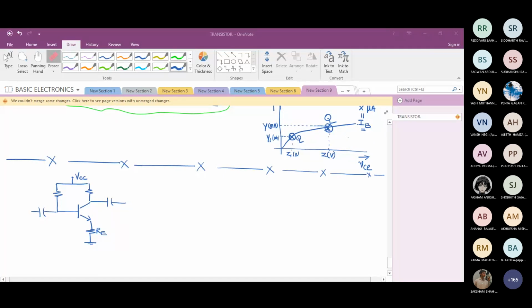Excuse me, sir. Have we done the self-bias part yet? No, I don't think we have. That is what I have to explain, the amplifier and the self-bias part. That analysis is pending. Okay, sir. Thank you.